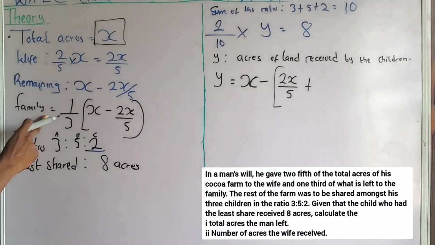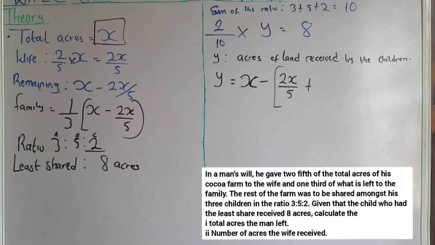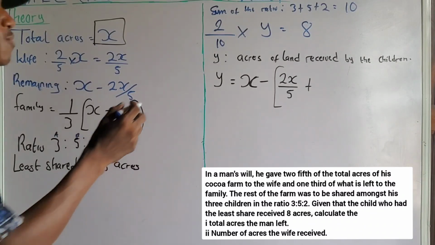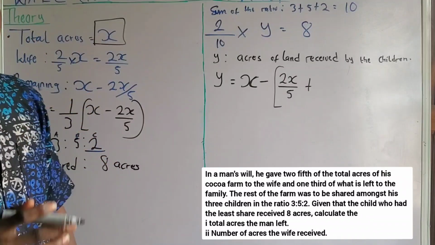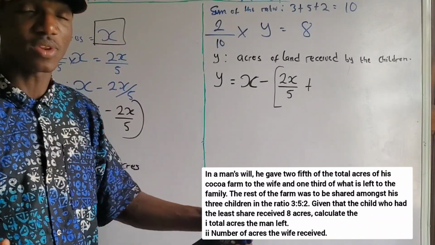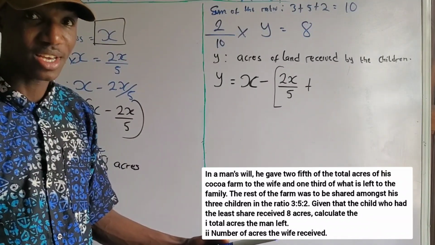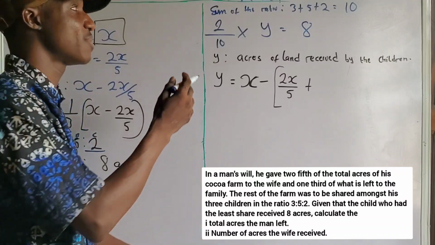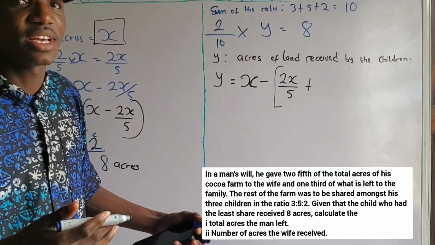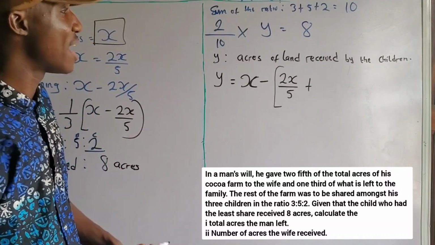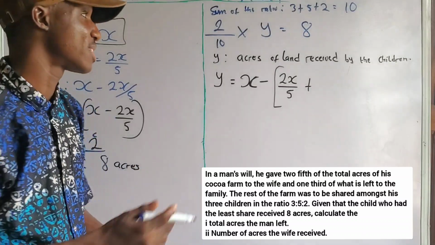Are you getting it? Listen to the explanation again, okay? It's simple. Please listen. We want to get the value of y. I've already told you that let y represent the acres of land shared among the children. From what we are given concerning the children, we can easily get the value of x, right? Yes. So I represent the acres of land shared among the children as y.